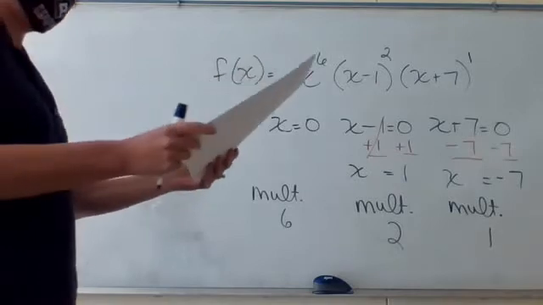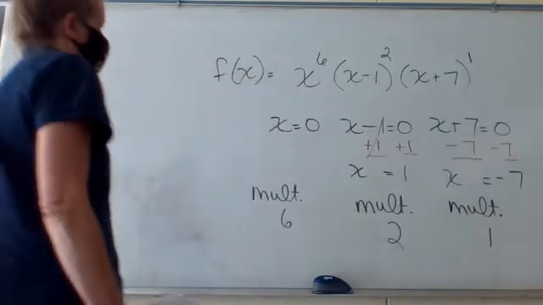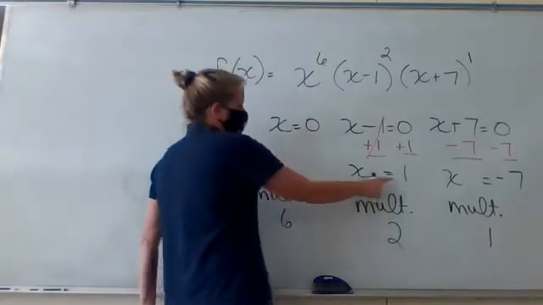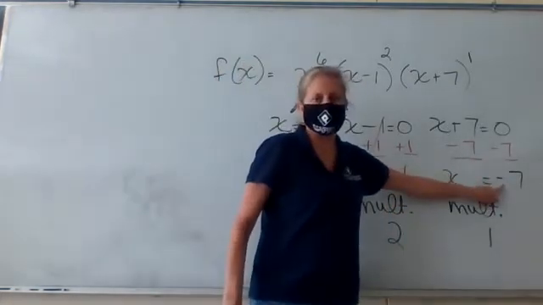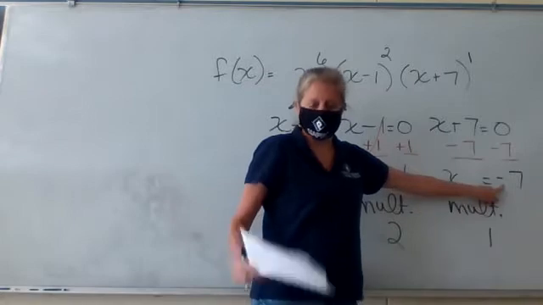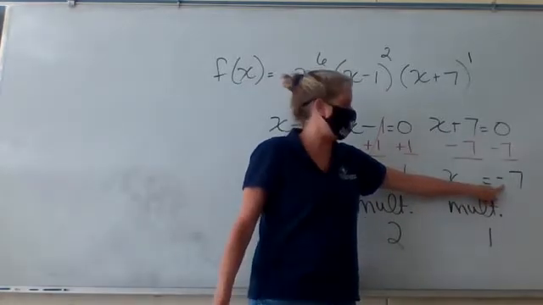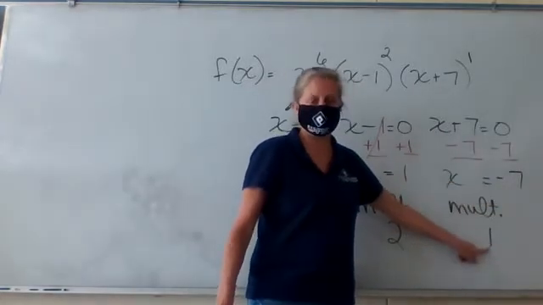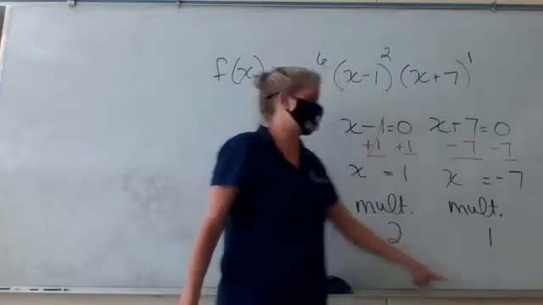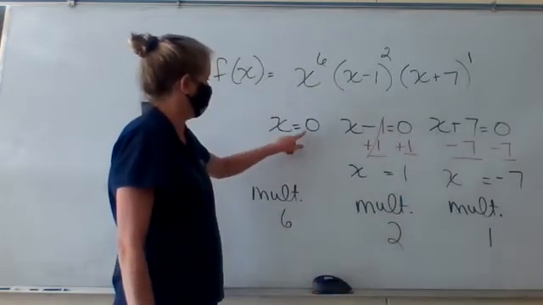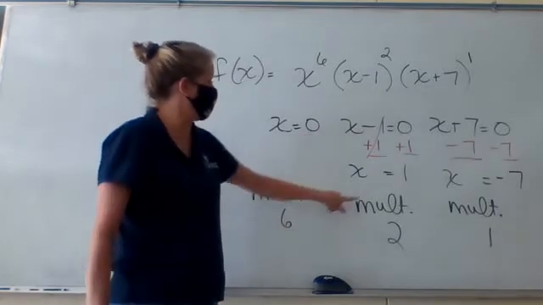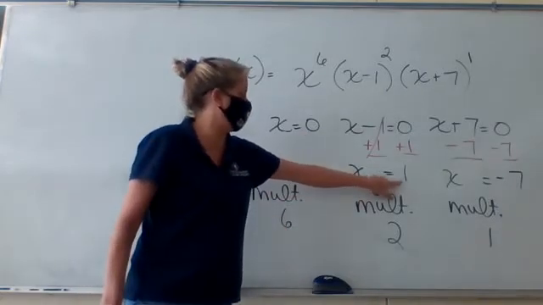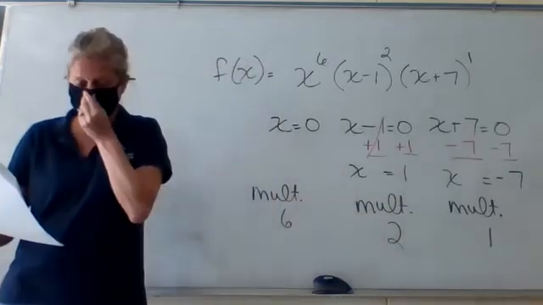Now, they ask you to type this in, kind of funny. They say the smallest zero. If I'm looking at my zeros, 0, 1, and -7, my smallest zero is -7, and its multiplicity is 1. Then it says the middle zero. Who would be the middle one? This one. Its multiplicity is 6, and then my largest zero is +1, and its multiplicity is 2.